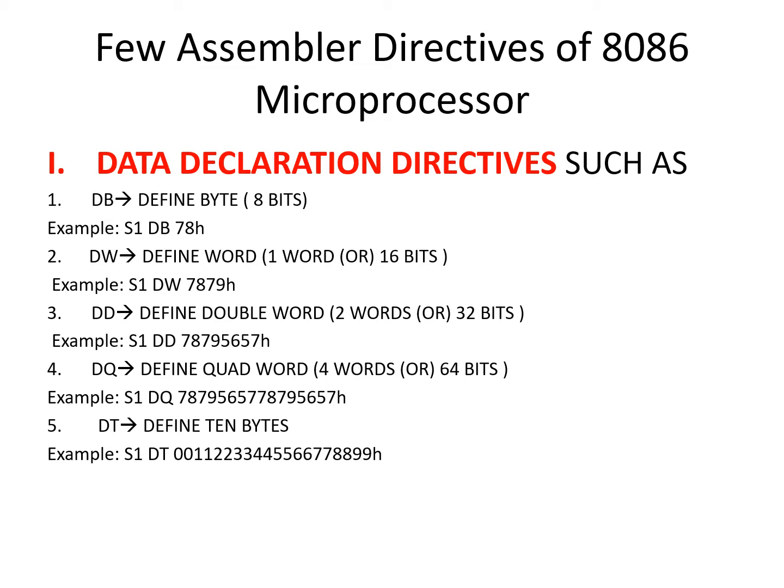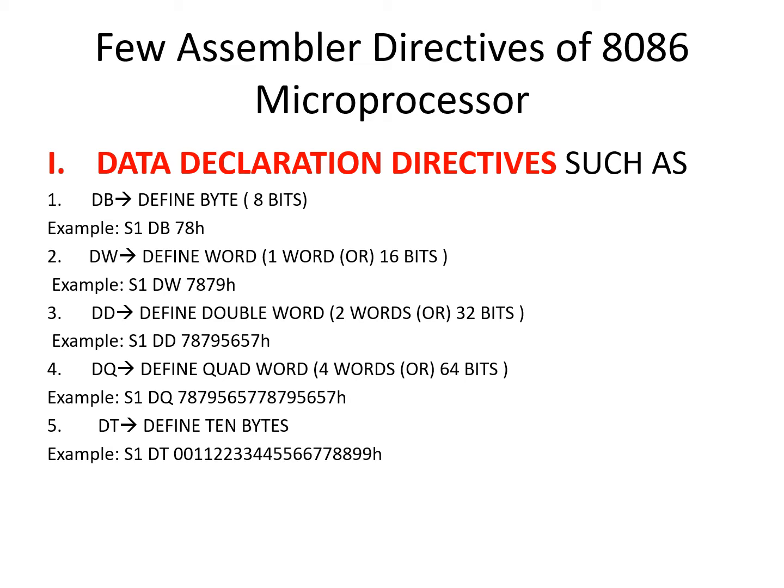In the program, we will be mentioning, for example, let us take the first example, S1 DB 78H. H means hexadecimal. 78 is, as we all know, an 8-bit number. So in order to tell the assembler that 78 is an 8-bit number, we mention DB. DB means defined byte. Byte is nothing but 8 bits. So 78 is an 8-bit number. We have to mention to the assembler that 78 is an 8-bit number, which will be kept in segment 1.